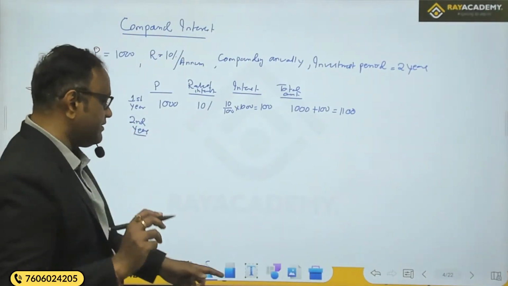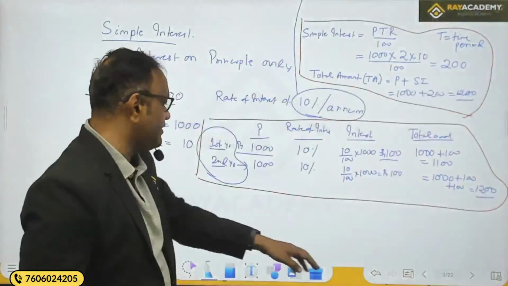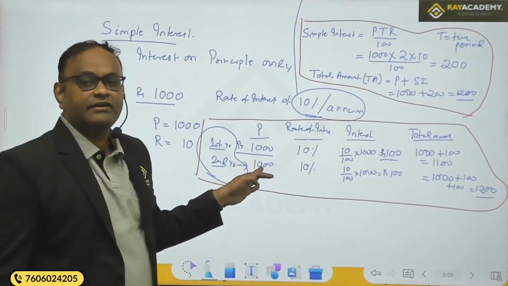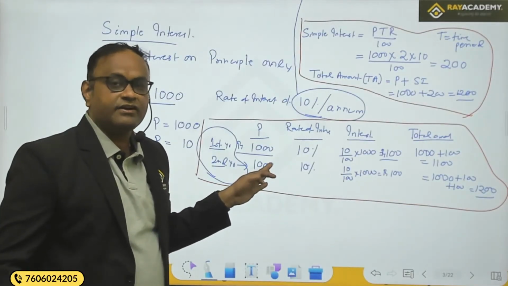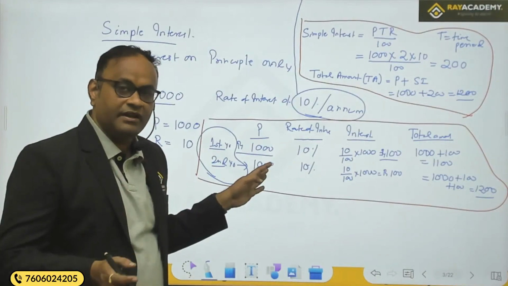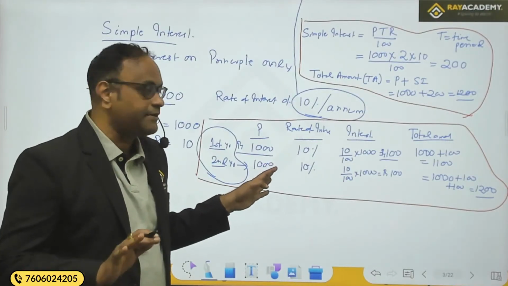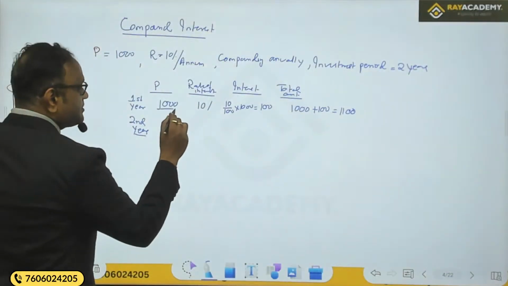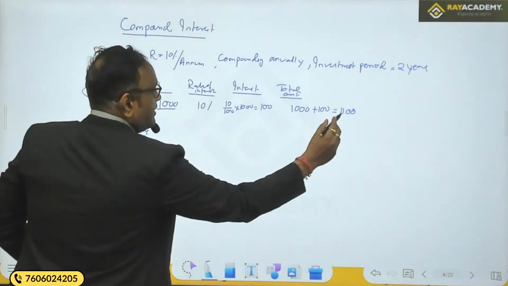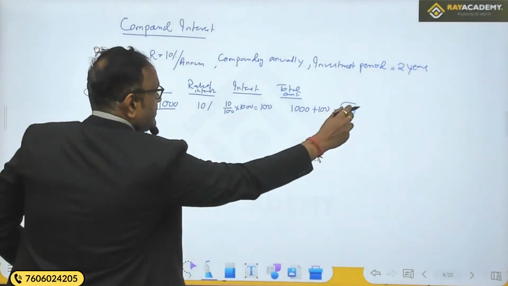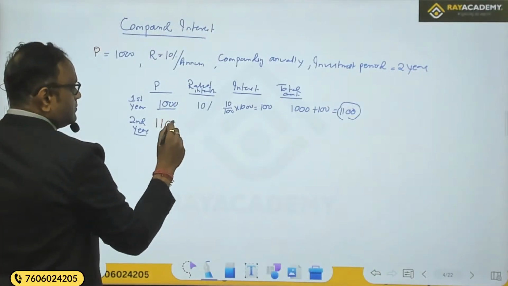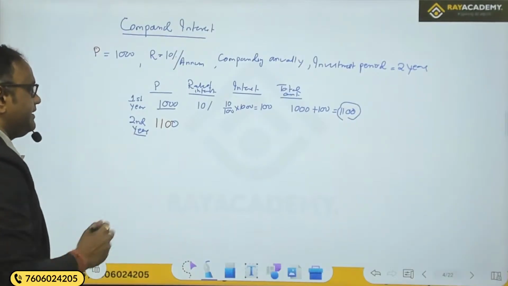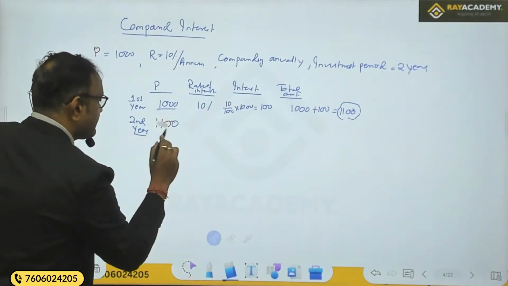In the second year, for simple interest the principal is only 1000 rupees, but as we discussed, in compound interest the principal changes because you have to pay interest on the principal and also the interest generated during that period. So for compound interest in the second year, this 1000 plus this interest, the total amount, will become the principal for the next year. So this is 1100.